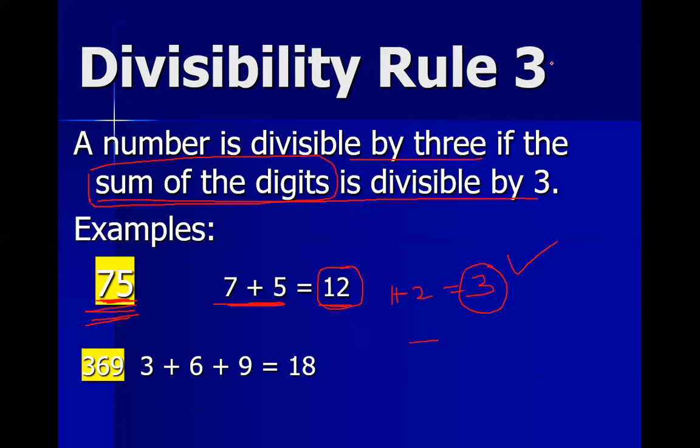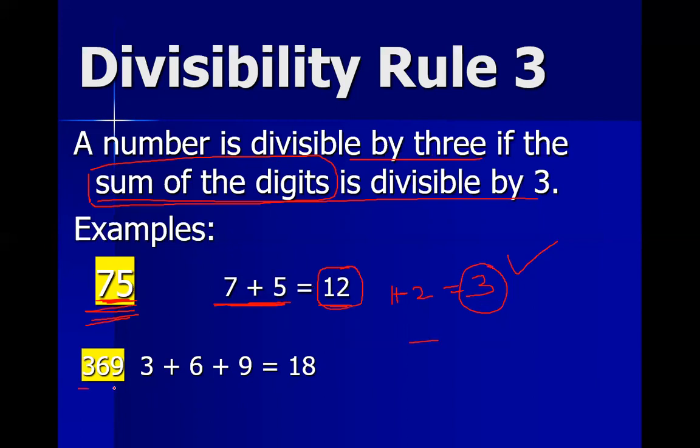I have not shown the division. I have not made the division brackets or got the quotient and remainder. I'm just doing it verbally and getting the solution by adding all the digits together. Then I got a 2-digit number again, so I added the digits together again. 2 plus 1 is 3. 3 comes in the table of 3. So 75 is divisible by 3.